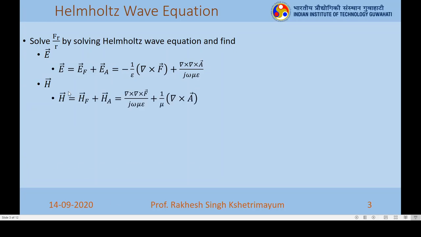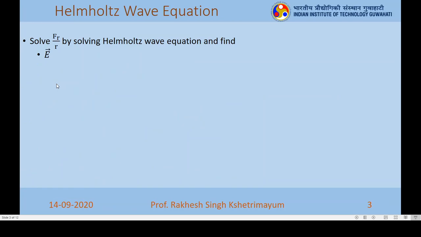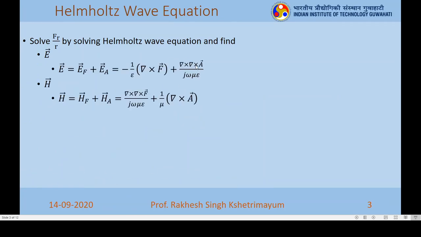Similarly, magnetic field will also have contribution from F vector and A vector. Now in this case A was 0 when we considered which kind of wave? We have considered TEr waves. For the TEr waves, A vector is 0. In that case, the second term here and the second term here won't contribute anything.